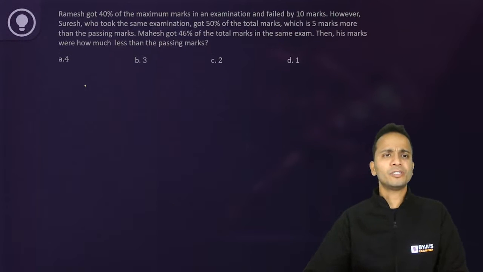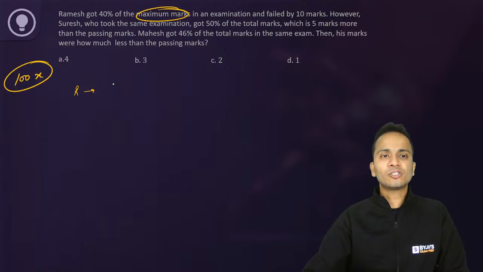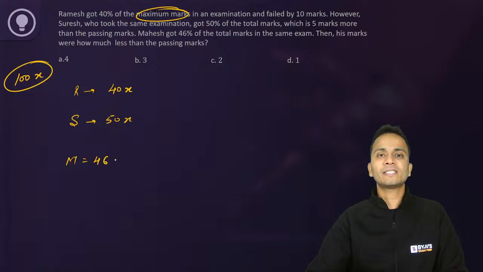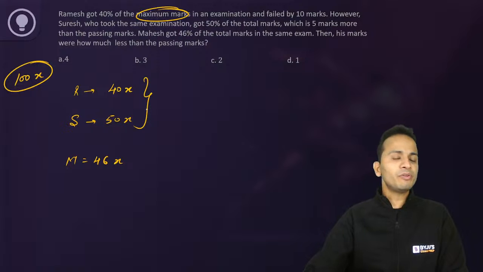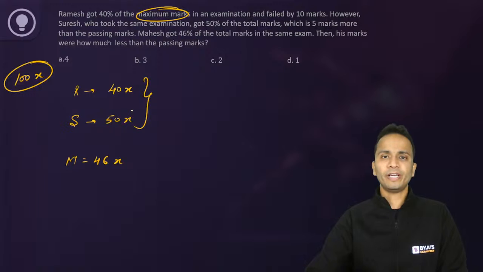Not a difficult question. Now they're talking about 3 people, Ramesh, Suresh and Mahesh. So Ramesh has scored 40% of the maximum marks. Now I'll start by assuming maximum marks as 100x. So Ramesh has scored 40x, Suresh has scored 50x and Mahesh has scored 46x. Now they have given the difference between the marks of Ramesh and Suresh. That will help us in calculating the value of x.